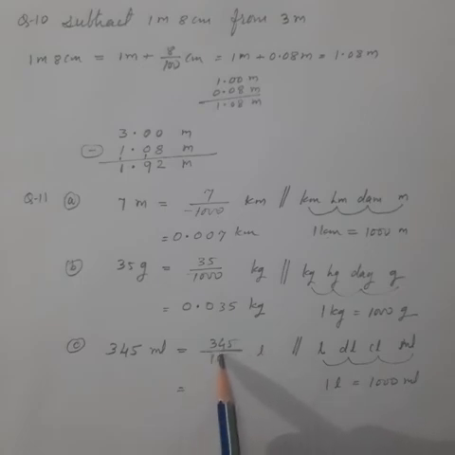345 divided by 1000. 1000 is there in the denominator. So there are 3 places after the decimal point in its decimal form. Right? 345. Count from right. 1, 2, 3 and give the point here. 0 in the whole part. It is in liters. So 345 milliliters equals 0.345 liters.